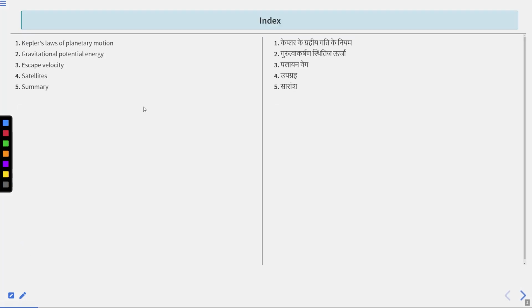In today's lecture we will cover, first, Kepler's law of planetary motion, second, gravitational potential energy, third, escape velocity, fourth, satellites, and last, summary. So these are the topics of today's lecture. We will learn each one by one.